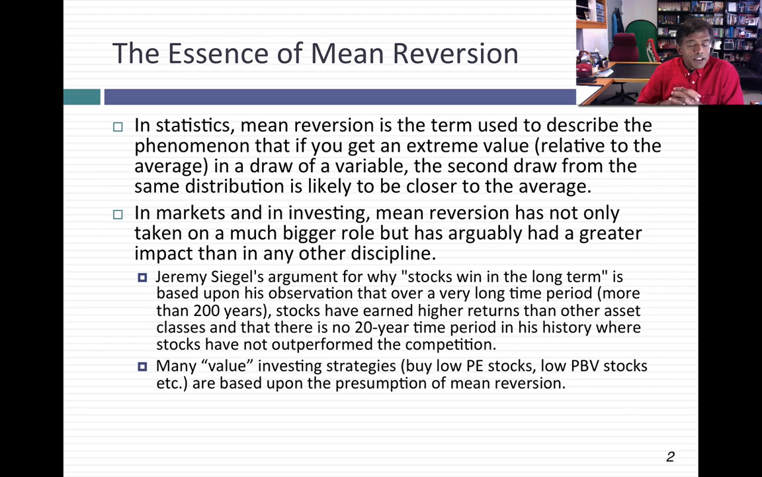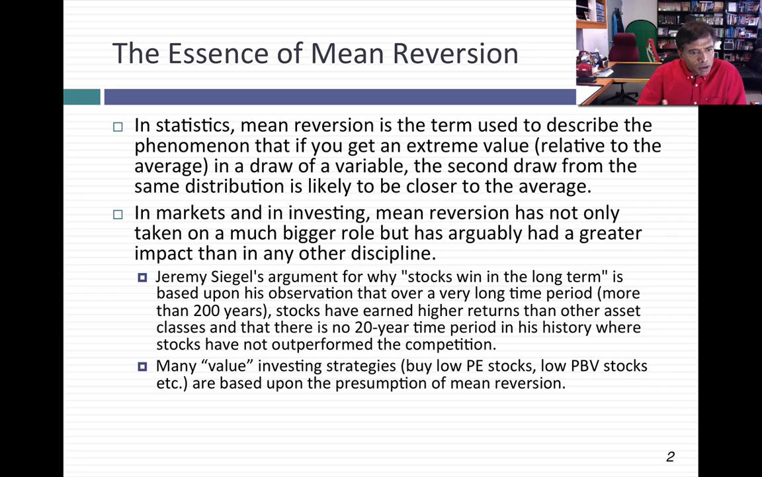In markets and investing, mean reversion has taken on a much stronger role than in almost any other discipline. For instance, if you've read Jeremy Siegel's work on stocks, he argued that stocks win in the long term. That's built on looking at US data going back 200 years and noting that not only did stocks do much better than bonds or T-bills, but that there was no 20-year period in his history where stocks underperformed the competition. Hence, he says stocks always win. That's mean reversion played out.